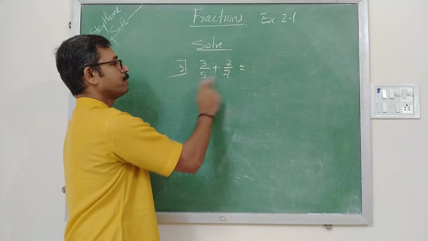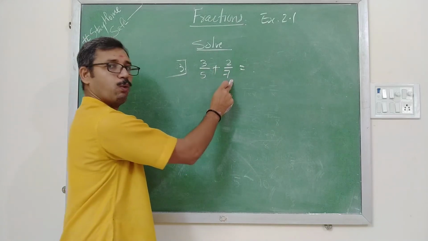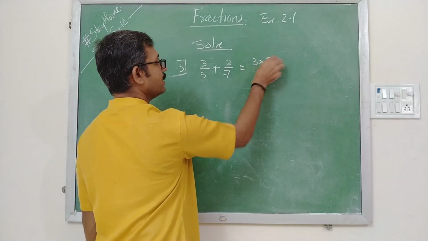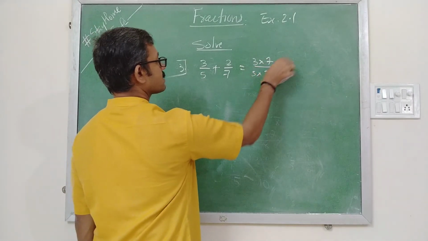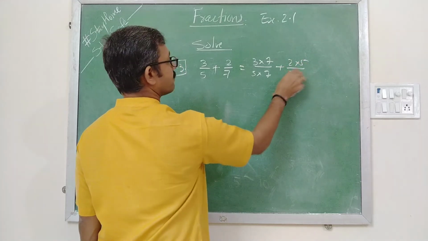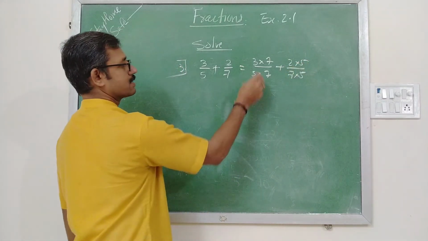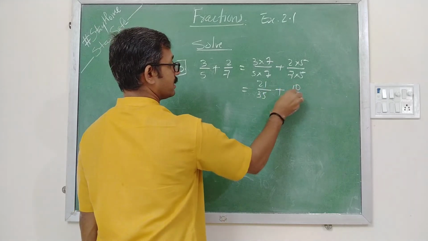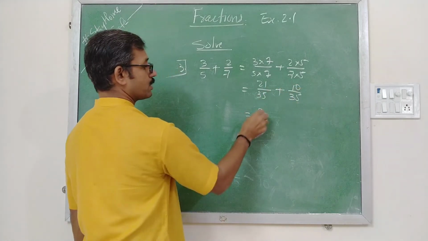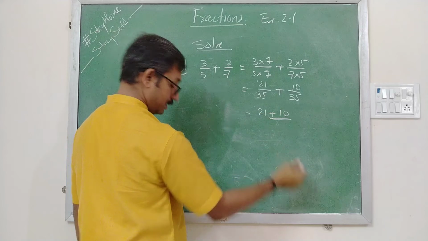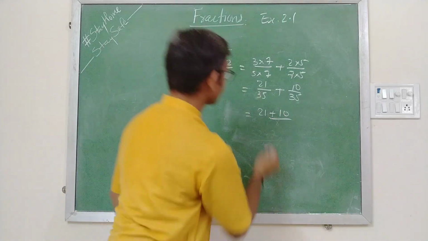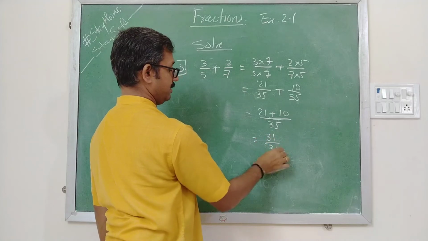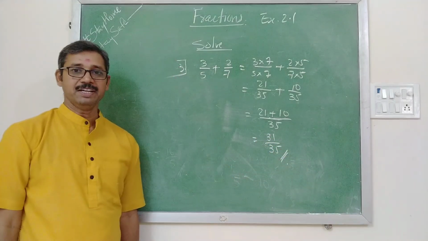So here, is there any common multiple among these two denominators? No. So what do you do? Multiply this here, and this here. So 3 into 7 upon 5 into 7 plus 2 into 5 upon 7 into 5. So it will be easy. It is 21 upon 35 plus 10 upon 35. Now the denominators become the same. So 21 plus 10 upon 35. So it will become 31 upon 35. Understand very well?